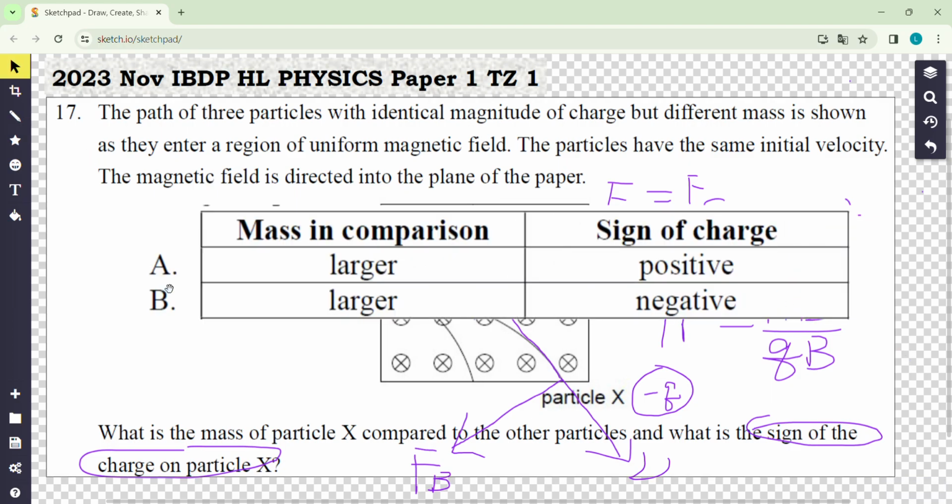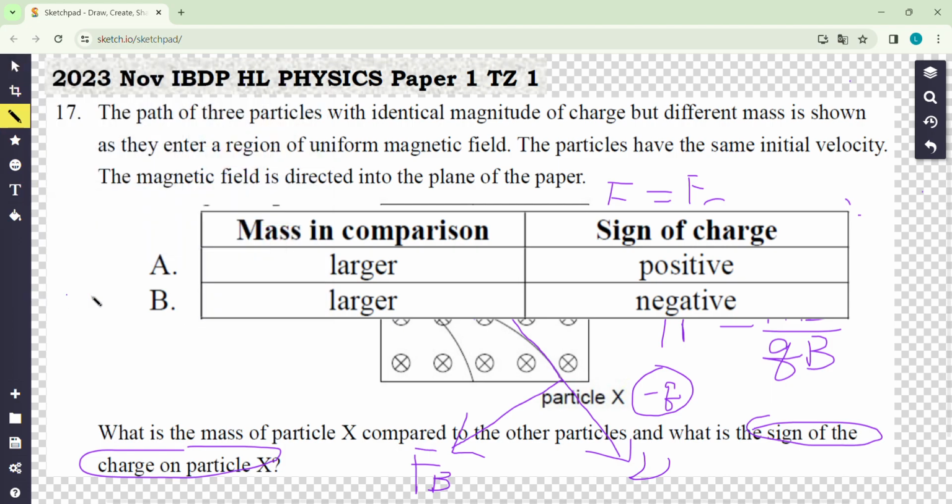So the answer to this question is B. Thank you.